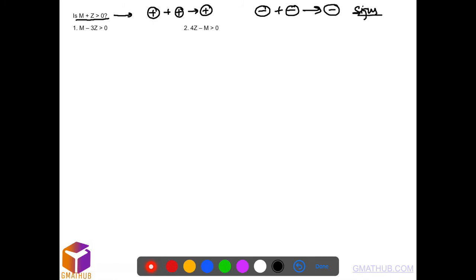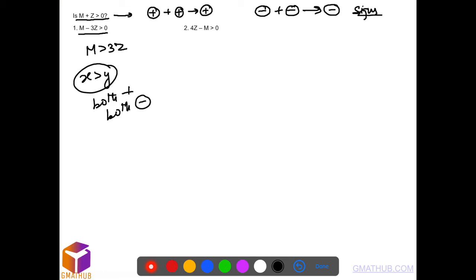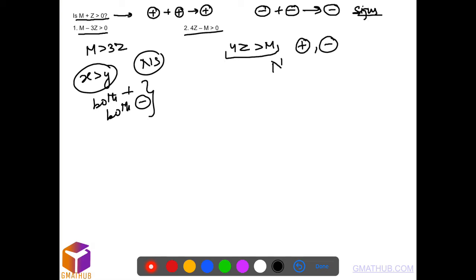First statement, m is greater than 3z. Now if I say one number is bigger than another number, can I say whether both of them are positive or both of them are negative? No, it's just that one is bigger than another. They can be both positive, both negative. Not sufficient. Second, 4z is greater than m. Same situation, one number is bigger than another. They could be both positive, they could be both negative. Clearly not sufficient.